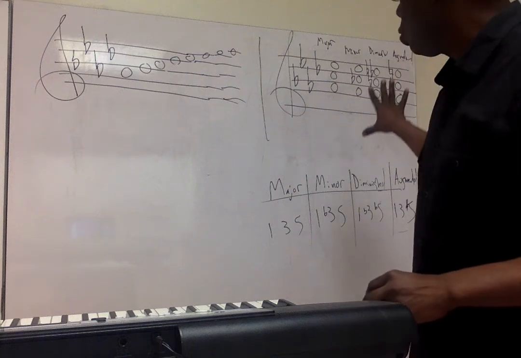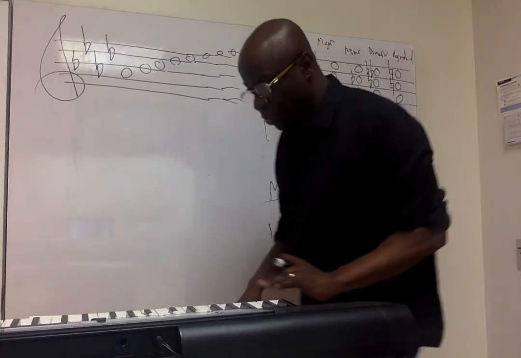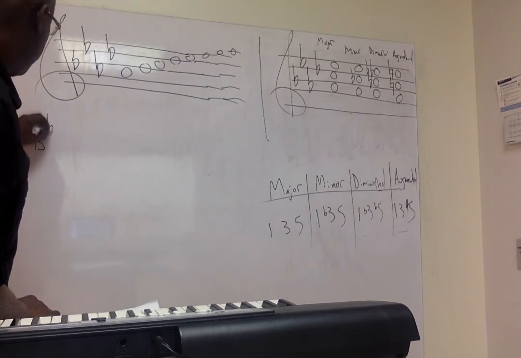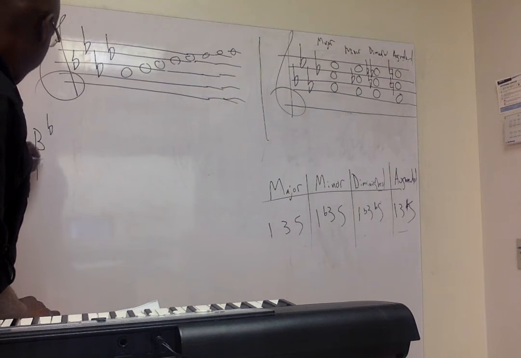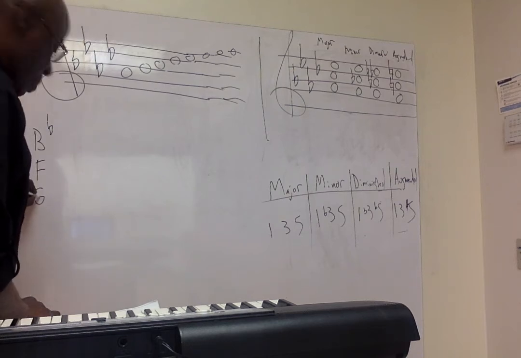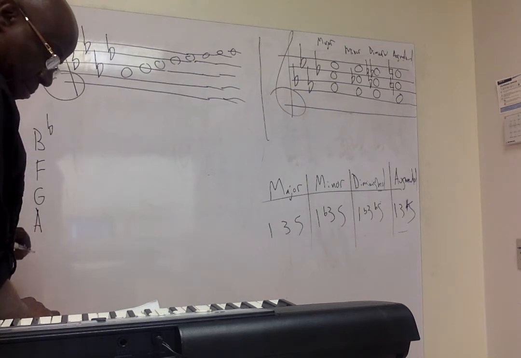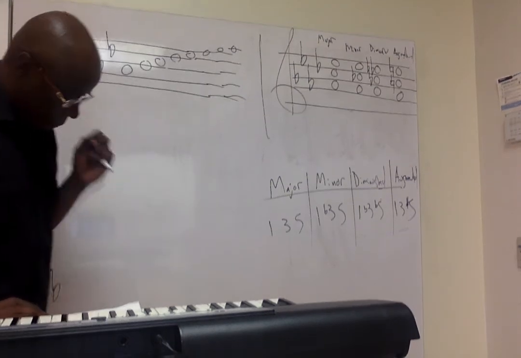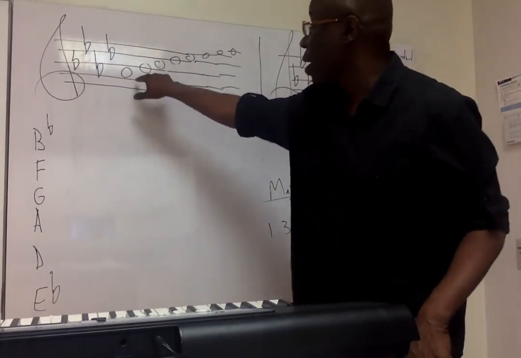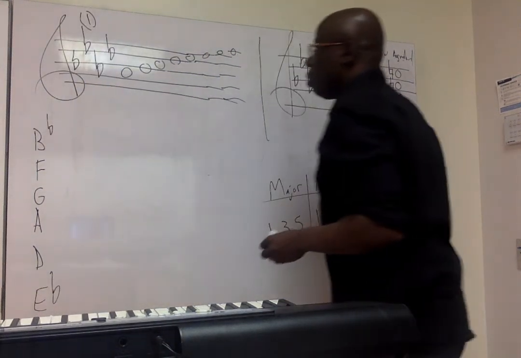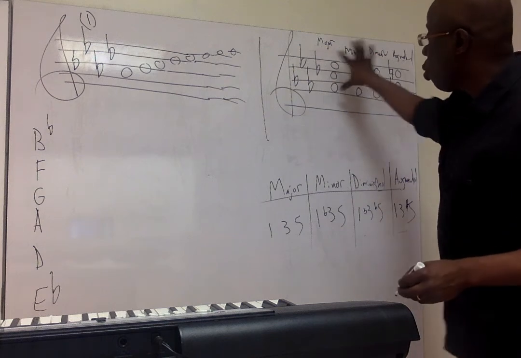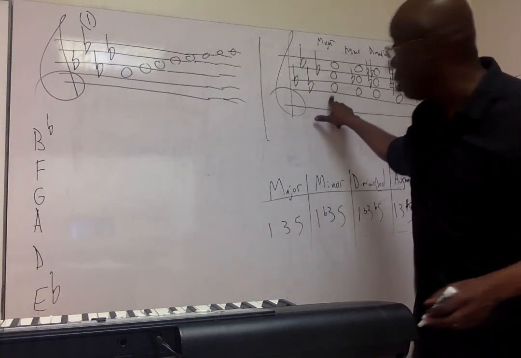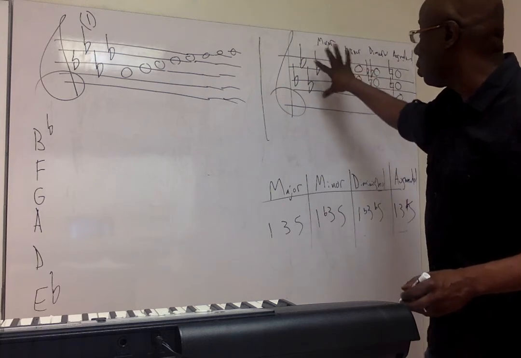So this is what I want you to do in these following keys, all right? In the keys of B flat, F, G, A, D, and E flat, okay? So you're to write out part 1, the scale, and part 2, the chord and the parallel chord qualities. So meaning that they're all starting on the same root note. So do that for each key.